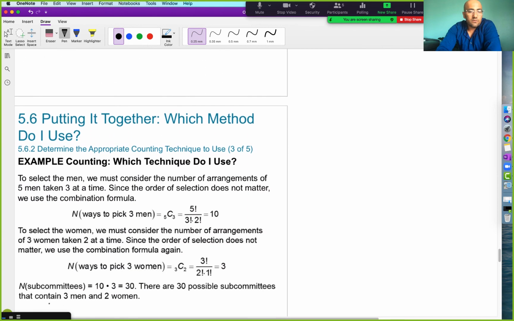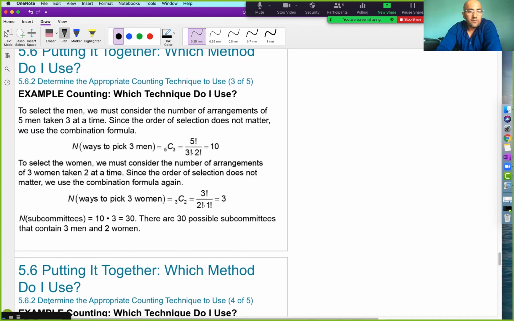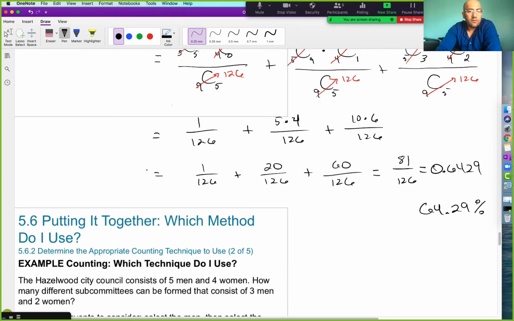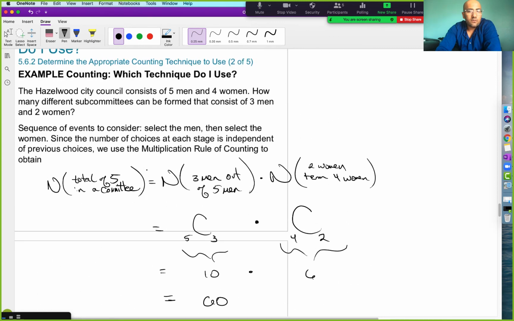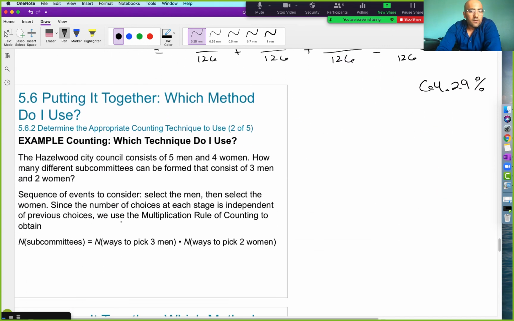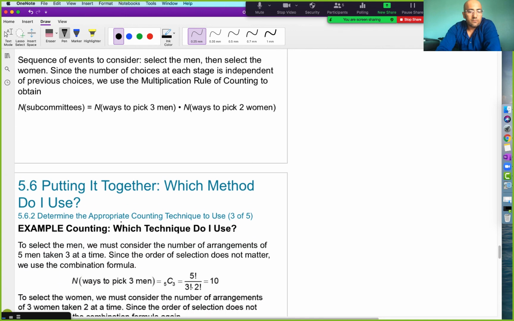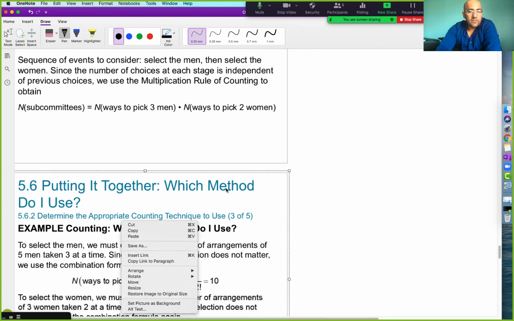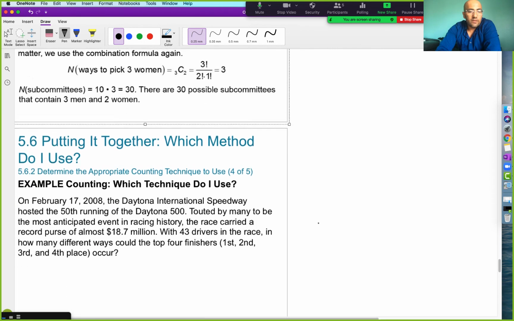Okay, so that's just showing that. Uh-oh. I thought there was 4 women. Is this the wrong... 4 women? 4 women, 2 women. Yeah. How many different subcommittees can be formed consisting of 3 men and 2 women? Okay, yeah, so the author made a little mistake here. So what we did is right. Just going to move on then.